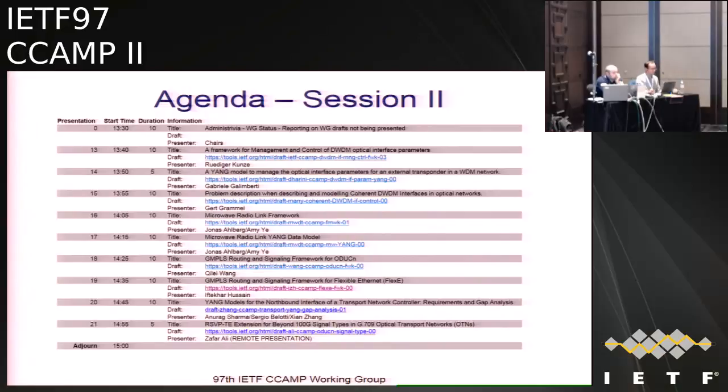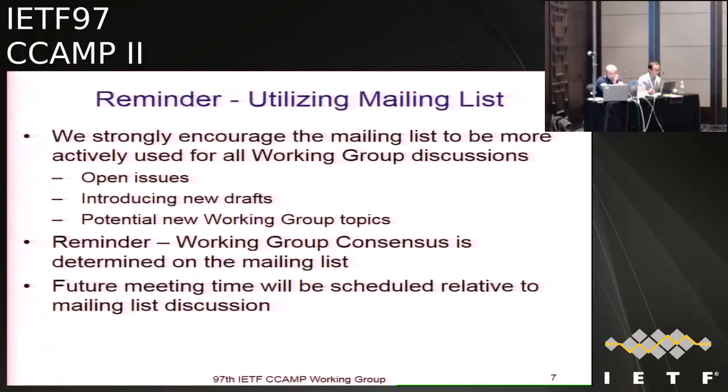For the working group chairs, we strongly encourage people to use the main list and to actively discuss on the list. We can discuss anything about technologies on the list, for example some open issues, new ideas, and even potential new topics for the working group. Working group consensus must be determined on the list rather than in this kind of face-to-face meeting. Even though we got some consensus here, we still need to bring it to the list to confirm.